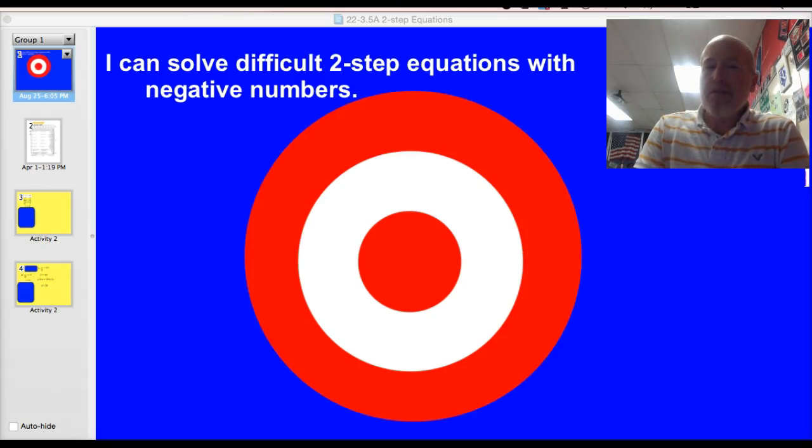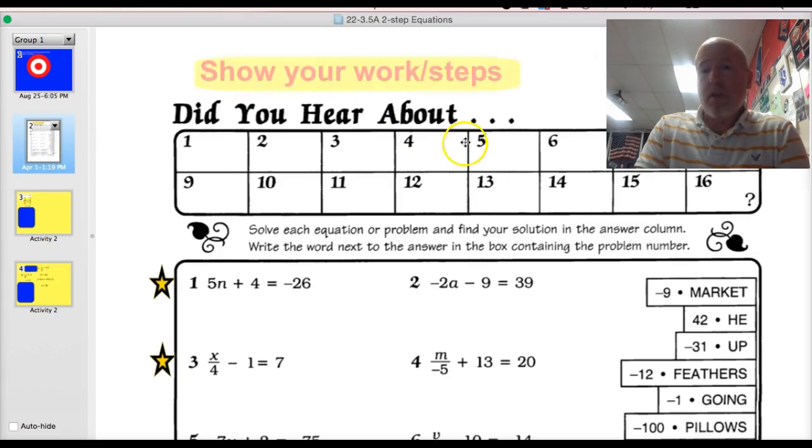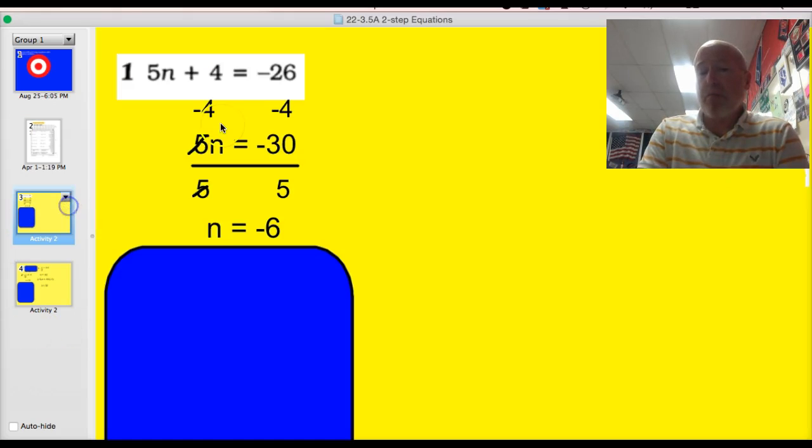Today's assignment is I can solve ye old two-step equations with negative numbers. Take a look at it. Here's another one of those lame riddle sheets. But you can see from the looks of that first problem, you're going to have to do 2 steps to solve this equation. And you can see from the second and the fourth problem, there's going to be some negative numbers involved.